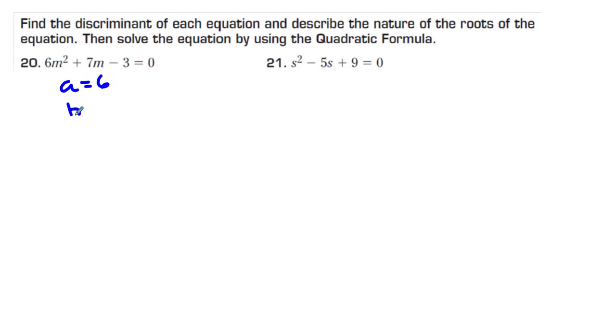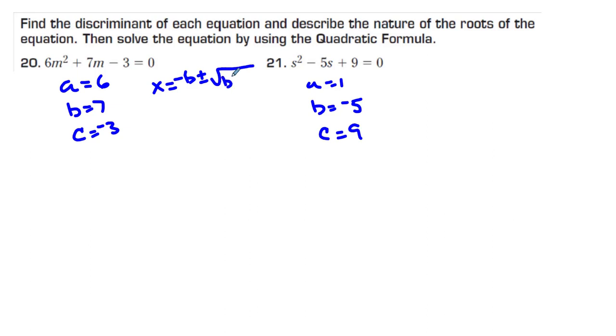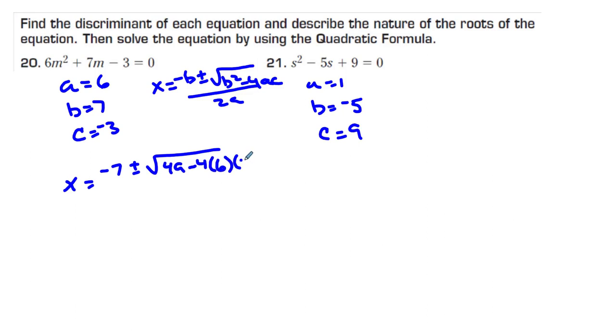My A is a 6, my B is a 7, and my C is a negative 3. For this one, my A is a 1, my B is a negative 5, and my C is a 9. So x is equal to minus b plus or minus the square root of b squared minus 4ac, all over 2a. So x is equal to minus 7 plus or minus the square root of 49, which is b squared, minus 4 times 6 times negative 3. I never try to do this part in my head because it's too easy to screw up with the negatives and everything. And all this is going to be over 2a, which is 12.